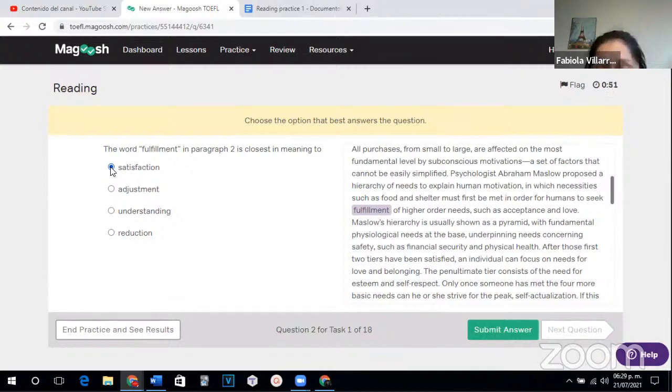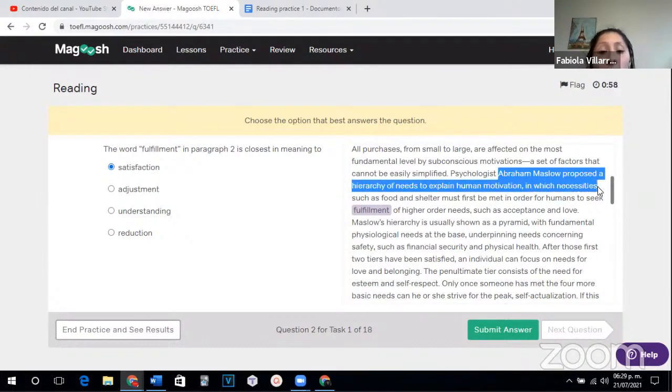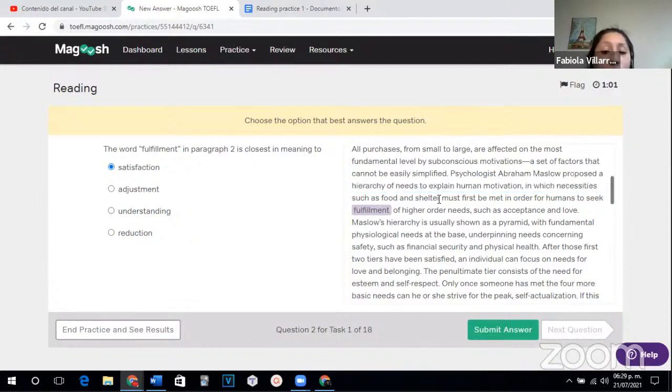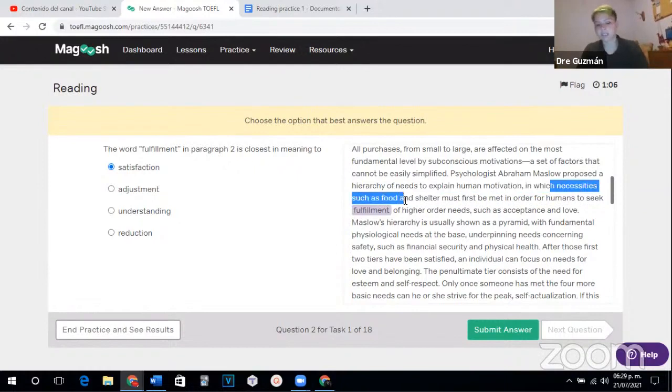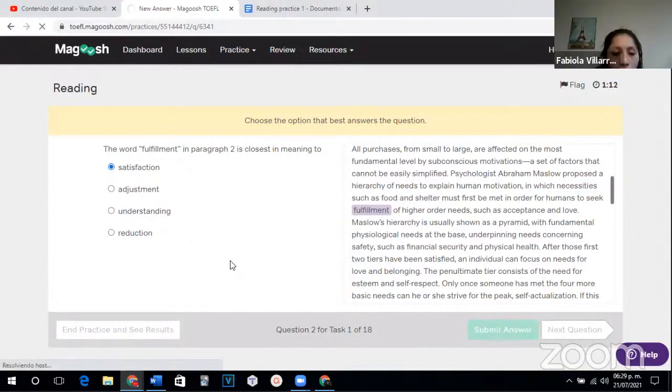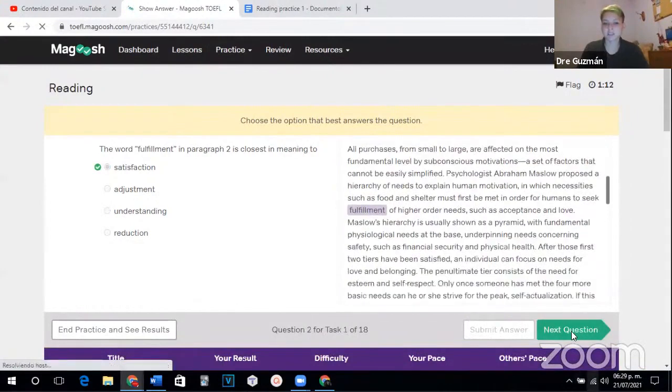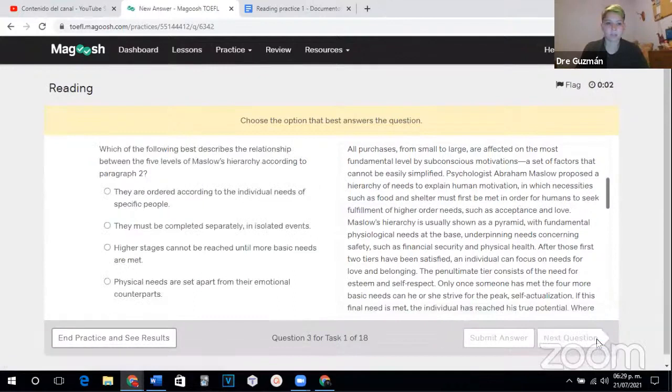Because before that it says that in order for humans to seek, I think, satisfaction for higher orders of needs and acceptance. Yeah, we're talking about needs and necessities, and usually a verb related to that. Our needs are mostly, we're going to say, satisfied. Que es el que más va con el context. And yes, that's correct. So good job, Fabiola. Next one.